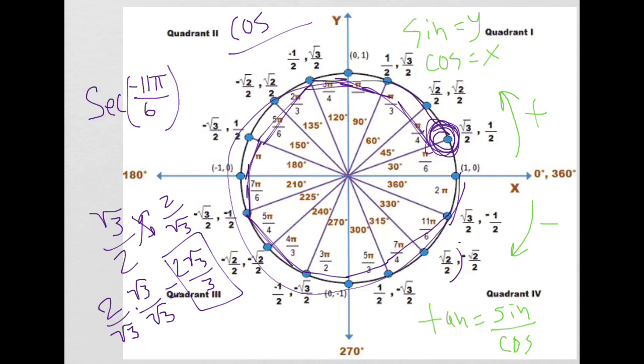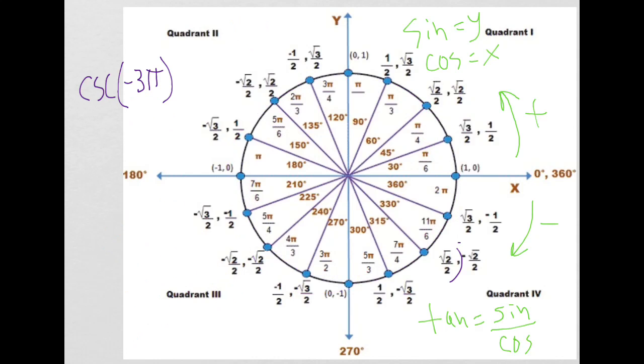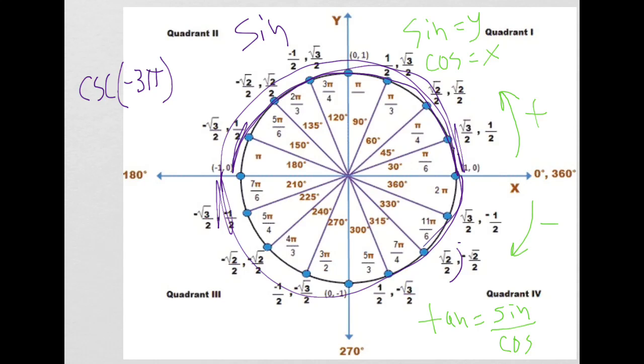Okay, 2 more. Next one, we want to find the cosecant of negative 3 pi. Well, cosecant is the reciprocal of sine. So let's find the value of sine at negative 3 pi and then take the reciprocal of it. Well, when we're talking about multiples of pi, we're talking about going half revolutions of our unit circle. But it's negative, so we got to start going down. So we're going to go 1 pi, 2 pi, 3 pi, and we end up right here.